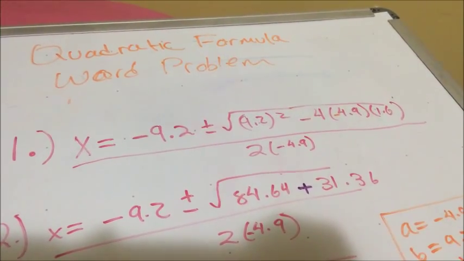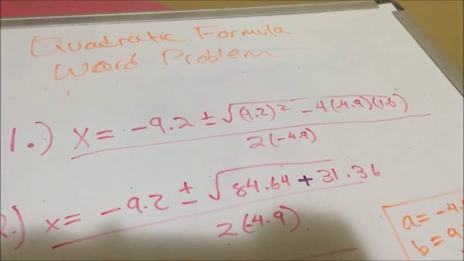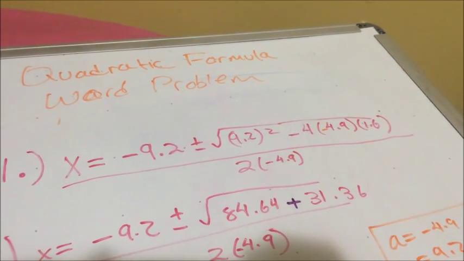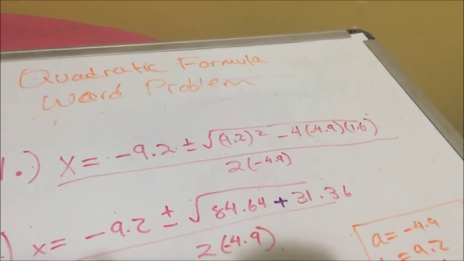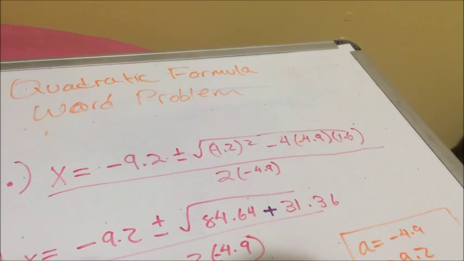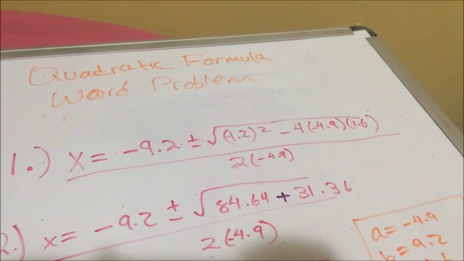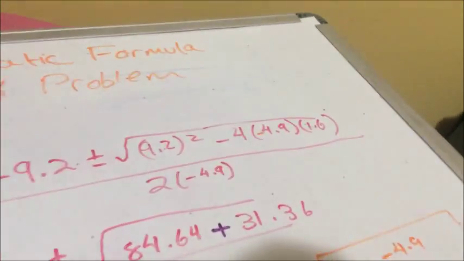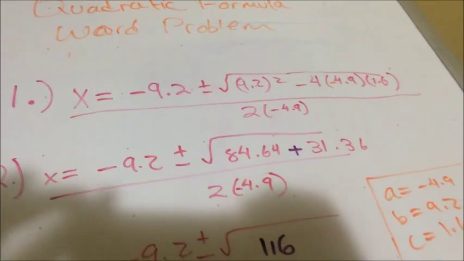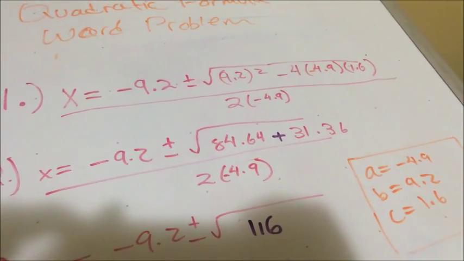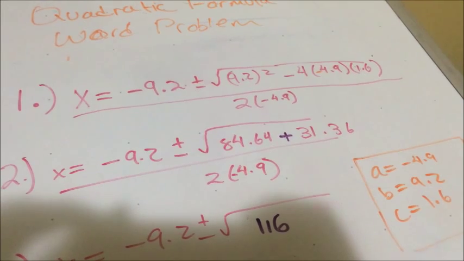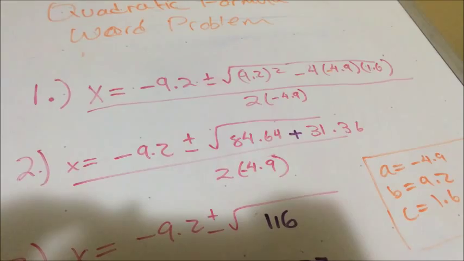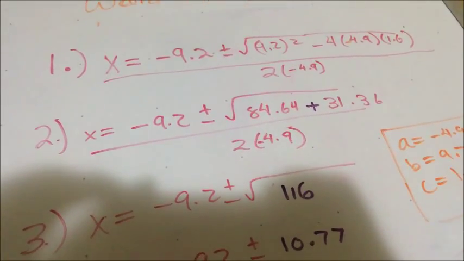After subbing in the values of a, b, and c, you should get this equation: x equals -9.2 plus or minus the square root of 9.2 squared minus 4 times -4.9 times 1.6, divided by 2 times -4.9. And after multiplying these terms, you should get x equals -9.2 plus or minus the square root of 84.64 plus 31.36, divided by 2 times -4.9.